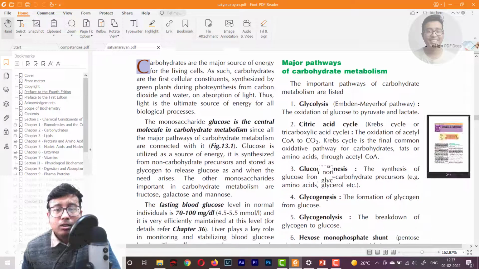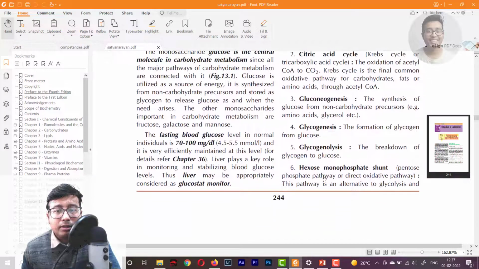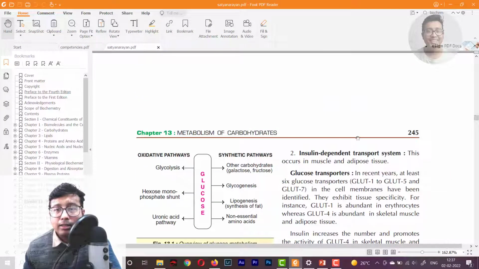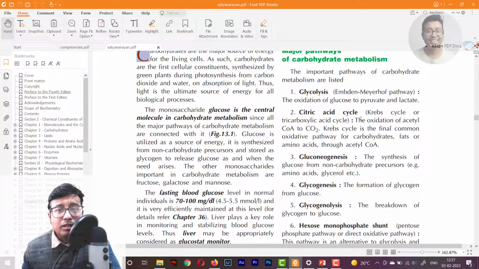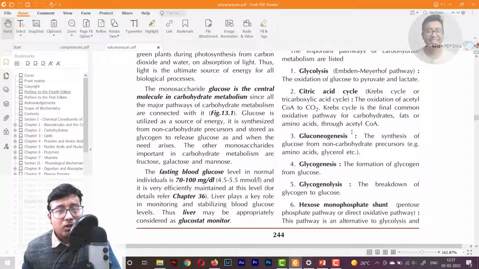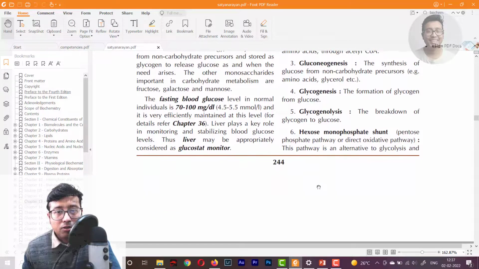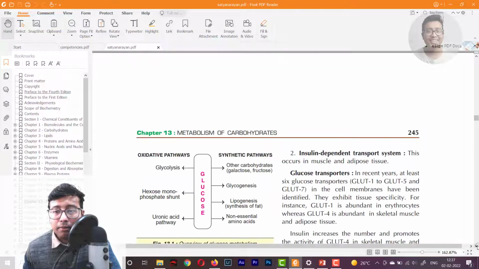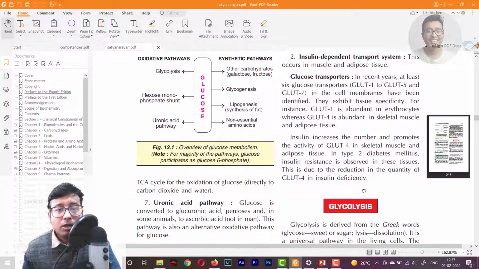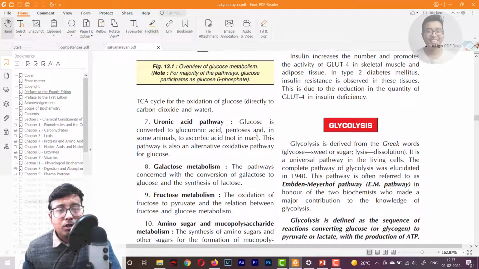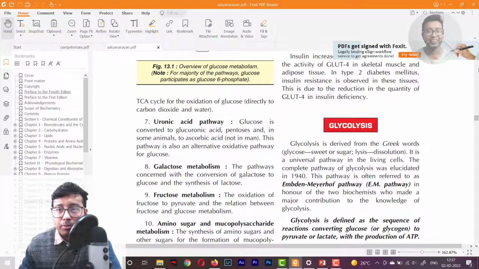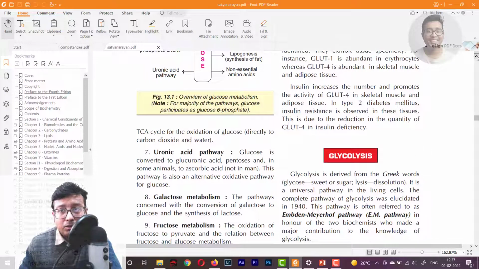Here are a few pathways in the textbook of Satyanarayana that are highlighted. You can see it's written glycolysis, Krebs cycle or TCA cycle, gluconeogenesis, glycogenolysis, glycogenesis and HMP shunt. So what's the deal about all of them? My slide is glitching, right? In part 2 I already covered the uronic acid pathway, galactose, fructose, etc. And I also covered a part of glycogen metabolism in part 2.